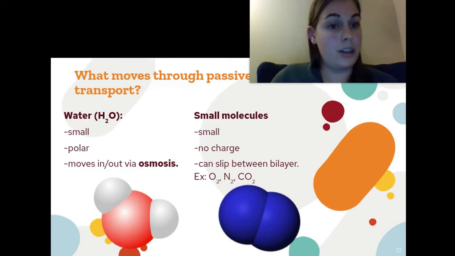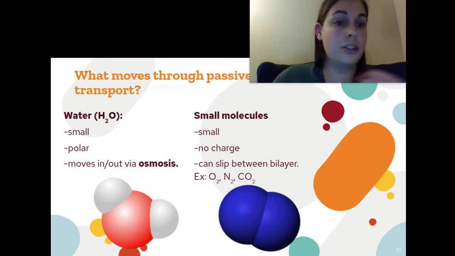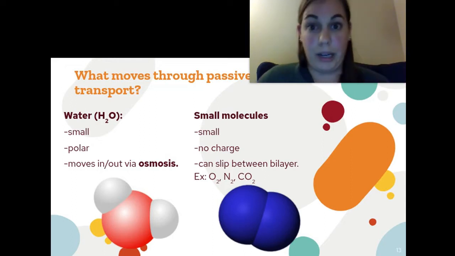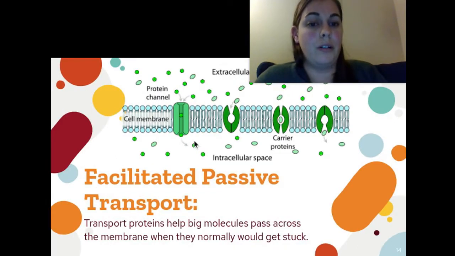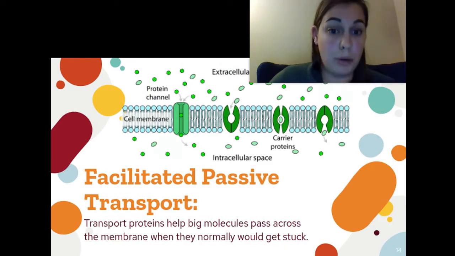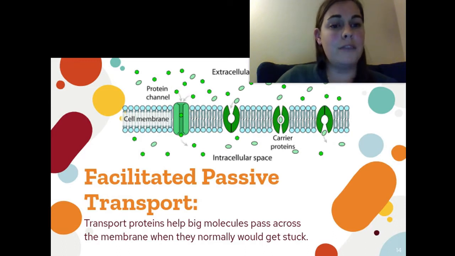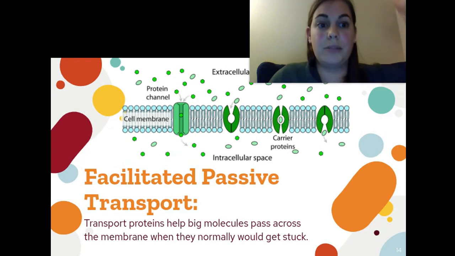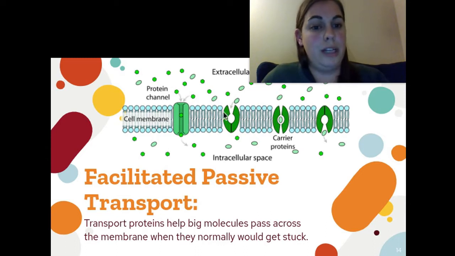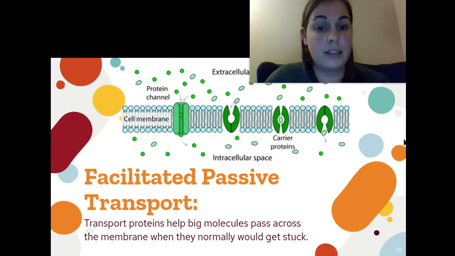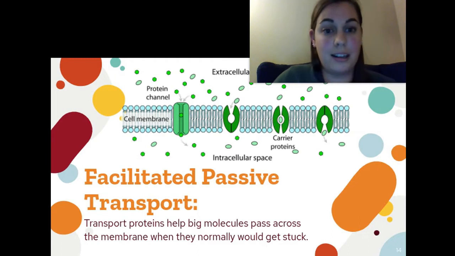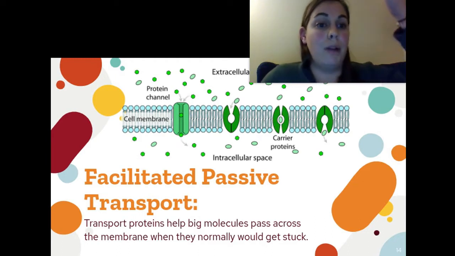Now, sometimes things are too big. They have a charge, they're too big. There's still a concentration gradient, high to low, but it's not just going to passively move. So what helps is proteins. We talked a little bit about proteins being embedded in the cell membrane. This is called facilitated passive transport. Still no energy, still just moving from high to low concentration, but now we're using these little green proteins to help move across because normally they would just get stuck. So these proteins help my molecules move.